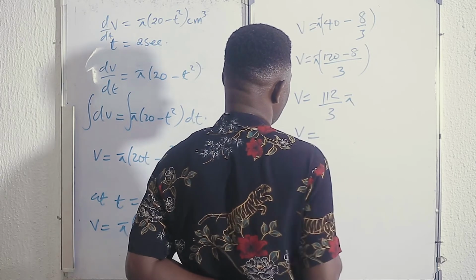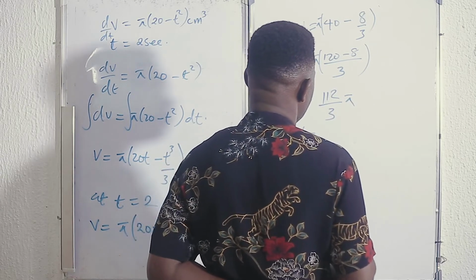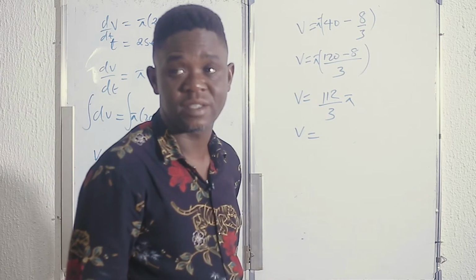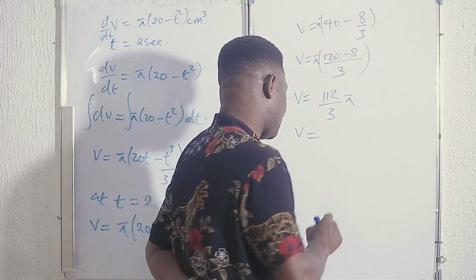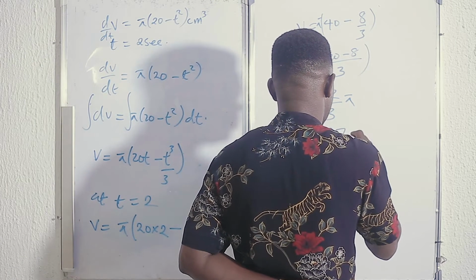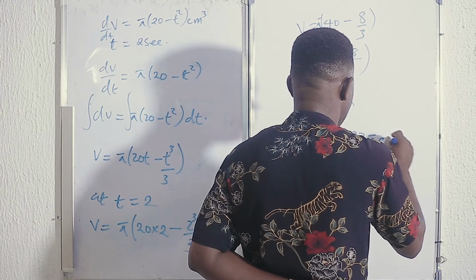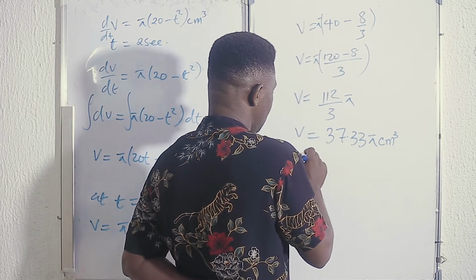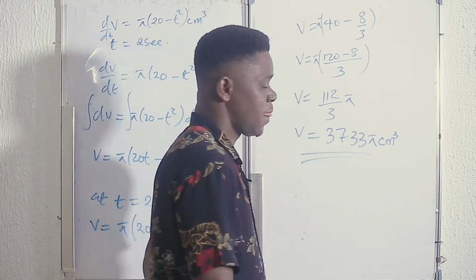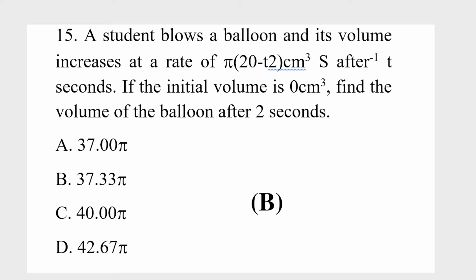And V is equal to 37.33 pi centimeters cubed. 112 over 3 will give you 37.33 pi centimeters cubed. So the correct answer is B. Your correct answer is B.